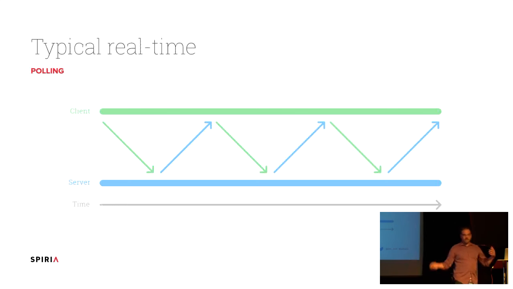So it works. You can catch new things that appear on the server, and then you can display them back to your user. But obviously, there's a lot of traffic going on for absolutely nothing. I mean, a lot of those requests will probably end up doing nothing.